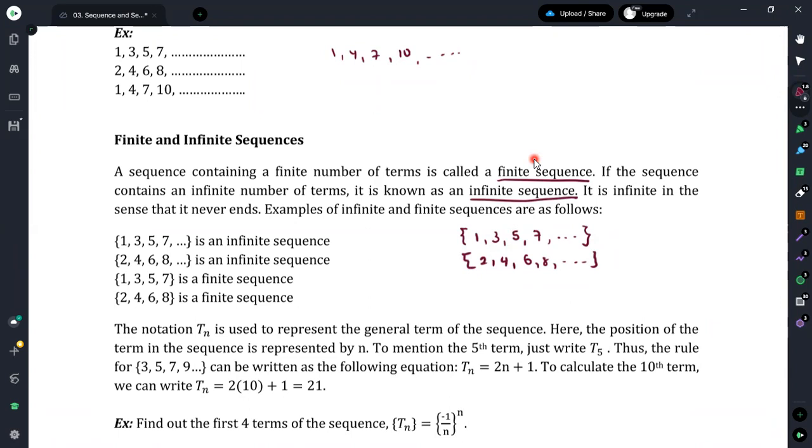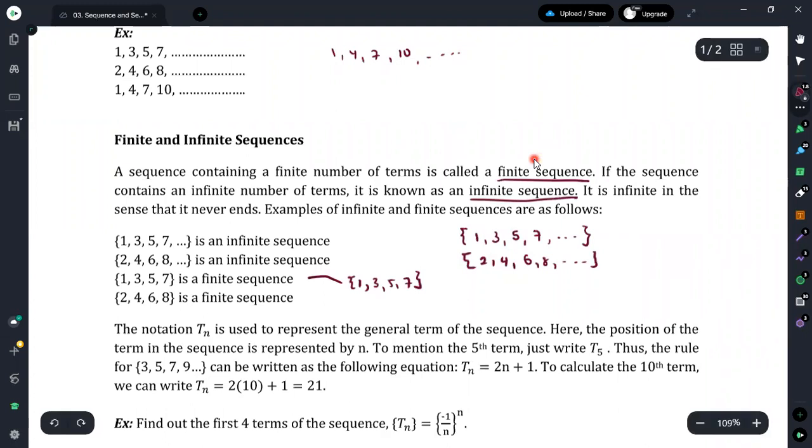But if you look at the latter two sequences, the third sequence is written as 1, 3, 5, and 7, and thereafter they close the curly brackets. Now you can see that there are a finite number of elements in this sequence. There are only 4 elements. Therefore, this type of sequence is said to be a finite sequence. Here also, it is 2, 4, 6, 8. It is also a finite sequence.